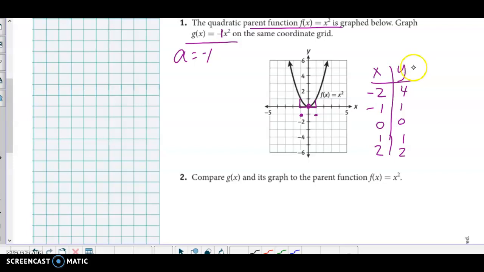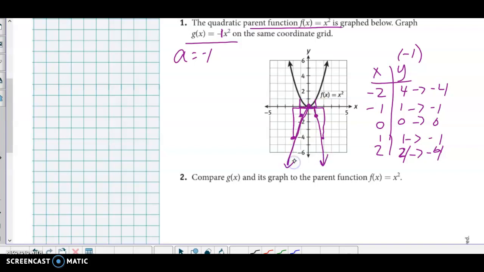So essentially we're going to take our y values and multiply them by negative 1. So now we have negative 4, negative 1, this is still 0, negative 1, that should have been a 4, and negative 4. So now I'm going over 1 and down 1, over 1 and down 1, over 2, 1, 2, 3, 4, over 2, 1, 2, 3, 4. You can also graph this in your calculator.